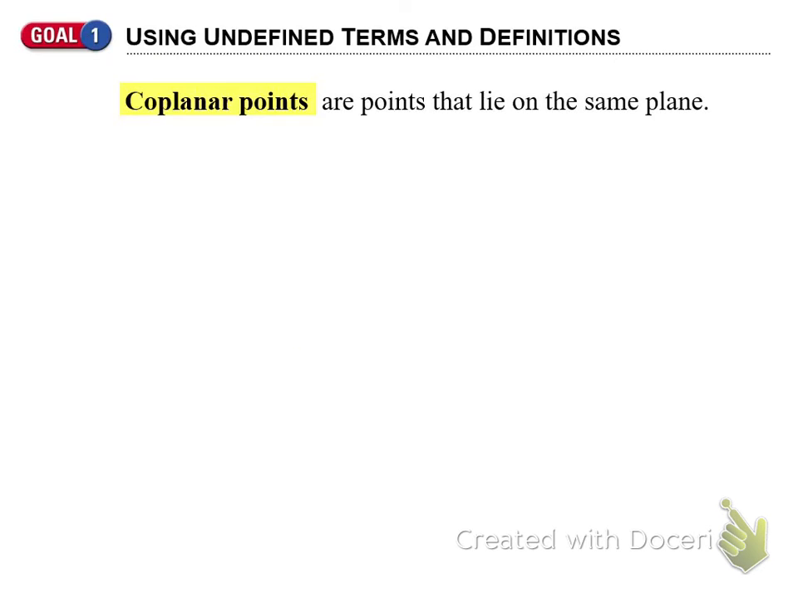All right, coplanar, similar to collinear. Coplanar means points on the same plane. Points on the same plane. We are almost finished with the notes today. Points on the same plane. We'll just talk about how to name a plane, and then we practice it.